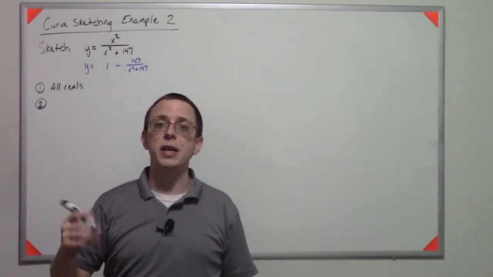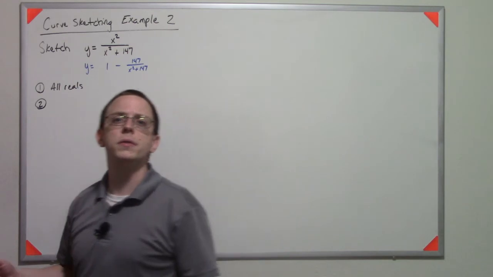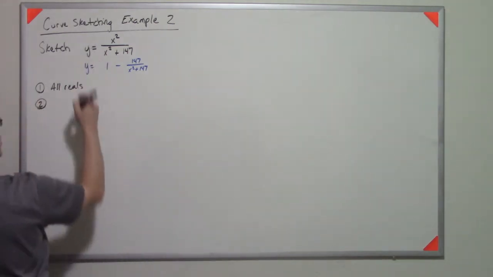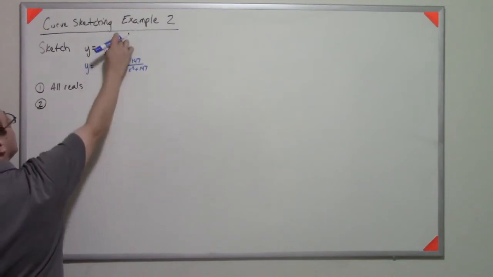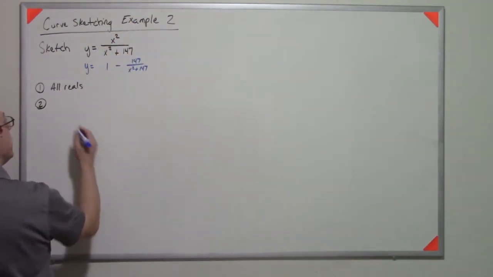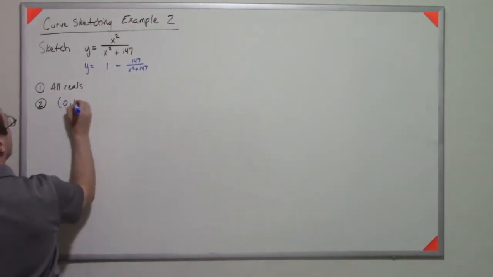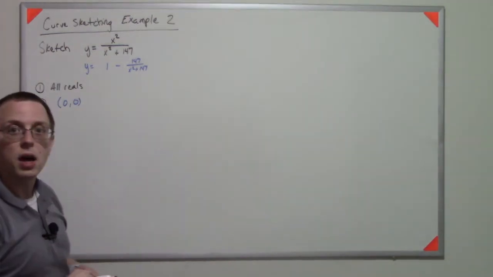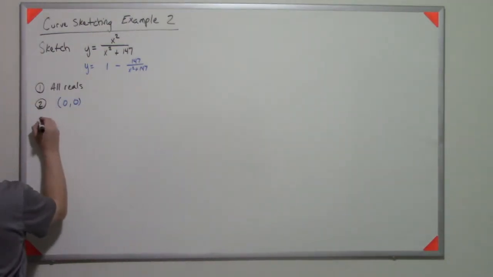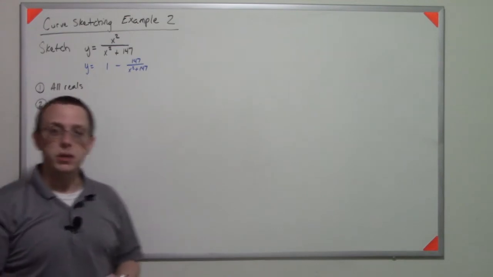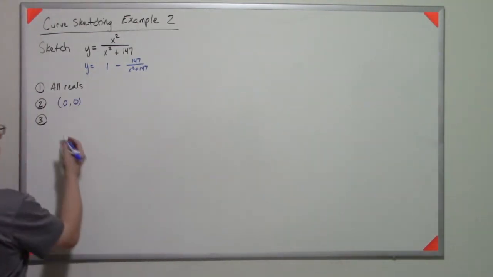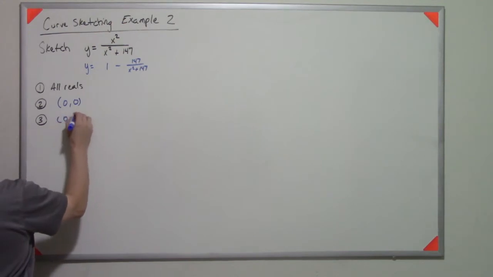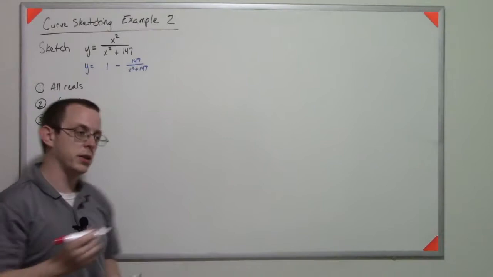The next thing we want to do is find the y-intercept. So we plug in 0 for x. If I plug in 0 here, I get 0 over 147. So that tells me that (0, 0) is the y-intercept. And since (0, 0) is the y-intercept, we know that it is also an x-intercept. But we still need to solve this equation to make sure there aren't additional x-intercepts.